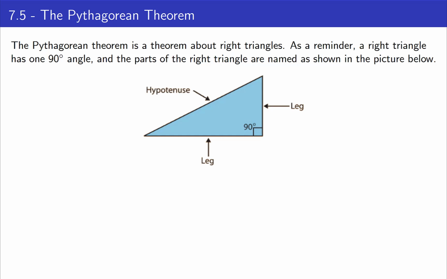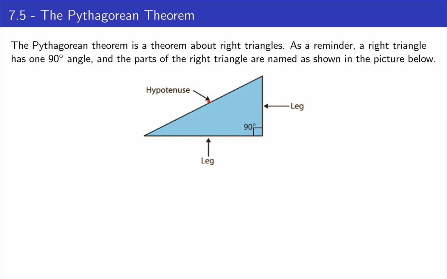In this lesson, we're going to talk about the Pythagorean Theorem. The Pythagorean Theorem regards right triangles and the relationships among the side lengths. So in order to talk about this, let's look at a right triangle briefly as a reminder. A right triangle has one 90-degree angle, also known as a right angle.